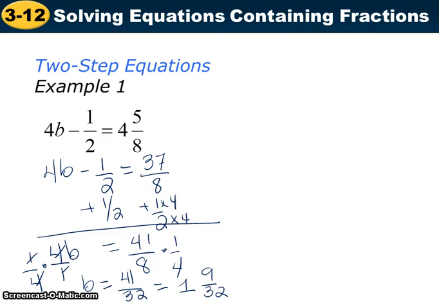Okay, so let's pay attention to this one. Alright, so I'm going to rewrite this whole equation. I'm going to start here. So this will be 4b minus half is equal to 37 eighths. Alright, we know 4b is over 1. So we have 1, 2, and 8. And the LCD here will be 8. So I can multiply the whole thing by the common denominator. So I multiply this by 8 to get 32b.